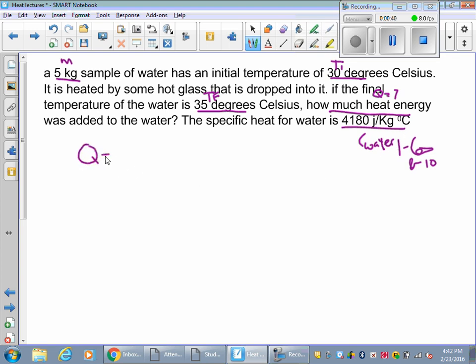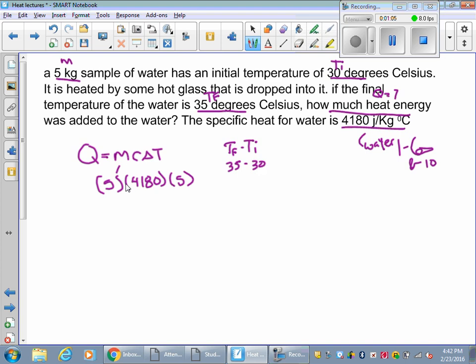So let's write the equation out. My Q is equal to MCAT: mass, specific heat, change in temperature. So let's plug this bad boy in. My mass was 5. My C for water is 4180. My change in temperature is my final, T final, minus T initial. So it's 35 minus 30. Get a temperature change of 5 degrees Celsius.